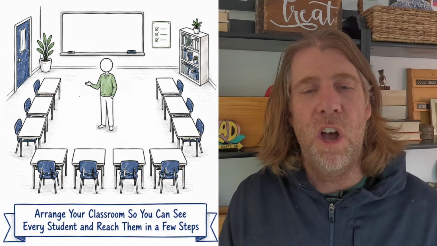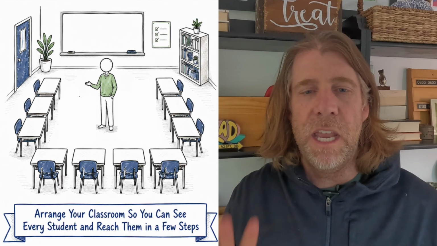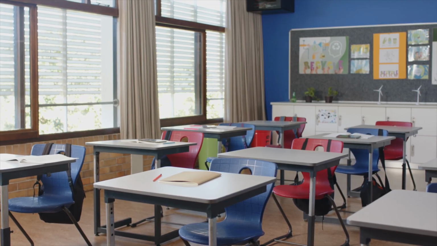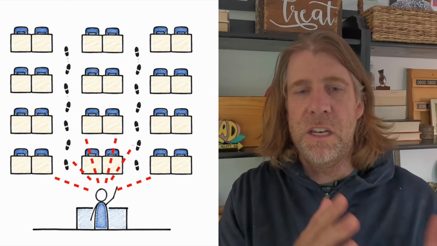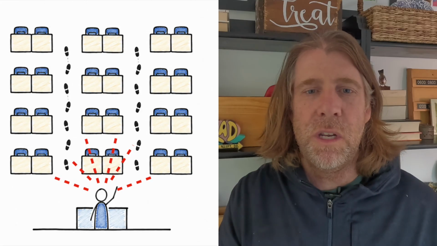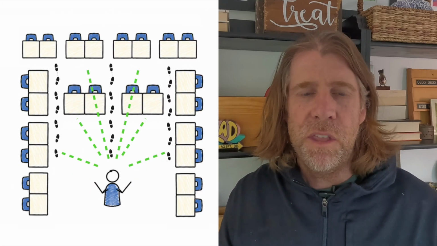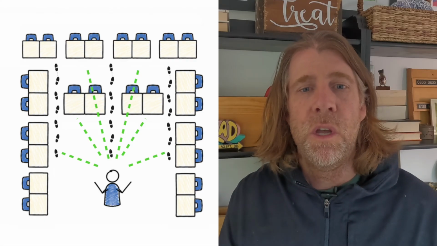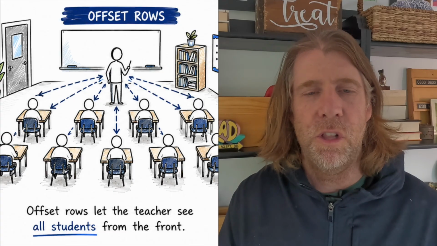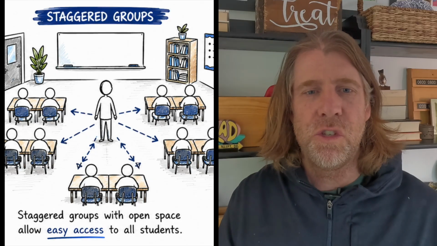Here's another idea that often gets overlooked. Arrange your classroom so you can see every student and reach every student within a few steps. Take a look at these 2 layouts. The first one looks neat and organized, but notice how difficult it is for the teacher to see some students or move quickly through the room. Now look at the second layout. Now the teacher can easily move through the room, quietly support students, and redirect behavior before it becomes a larger problem.